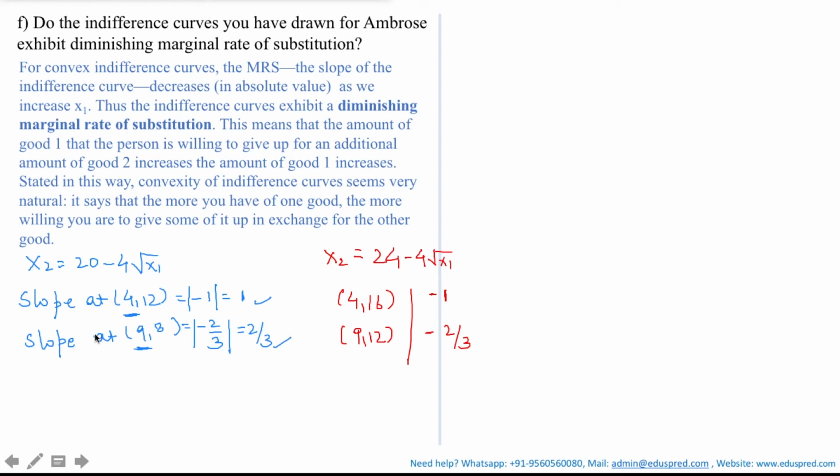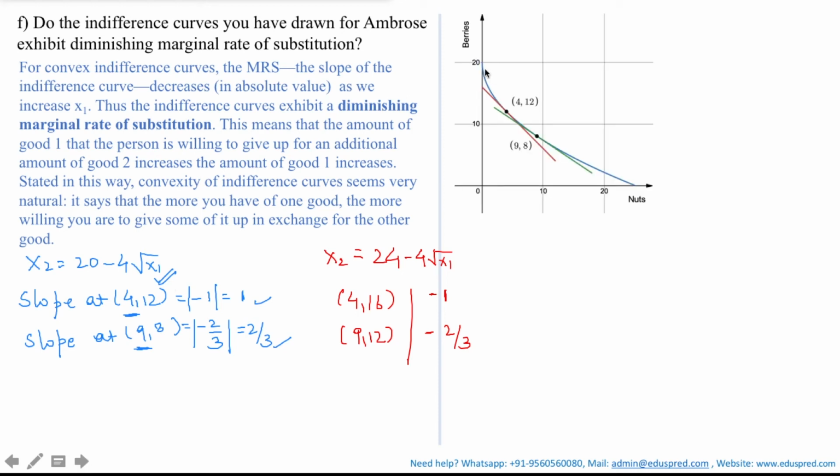So the slope is decreasing in absolute values as we increase x1, which means this indifference curve exhibits a diminishing marginal rate of substitution. Let's verify this graphically as well. This was the indifference curve corresponding to this equation, and this is your point (4, 12) and this is your point (9, 8).